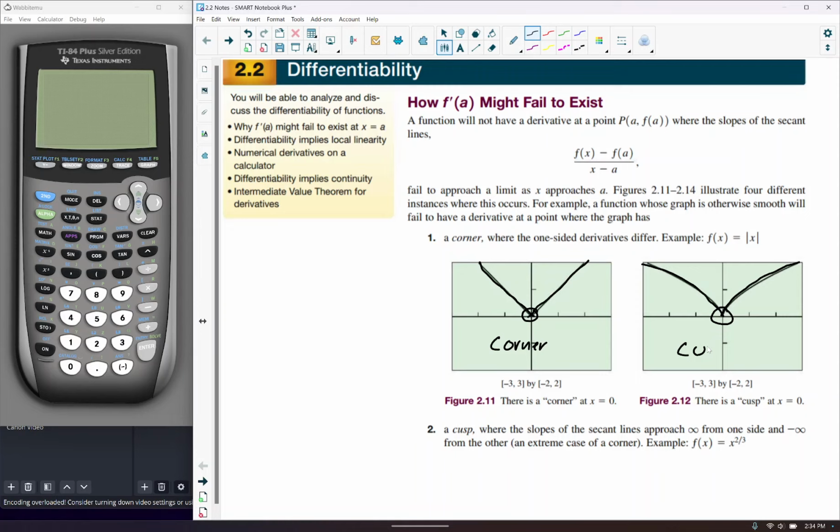Now, we don't have a tangent line there, and so we don't have a derivative. I mean, we could draw a whole bunch of tangent lines. So instead of saying we have an infinite amount of tangent lines, we say we don't have a tangent line there. So we say that the function is not differentiable at x equals 0 in this case. Same thing over here, not differentiable at x equals 0.